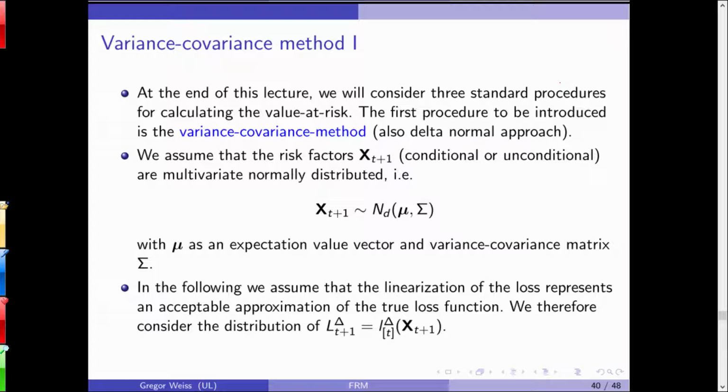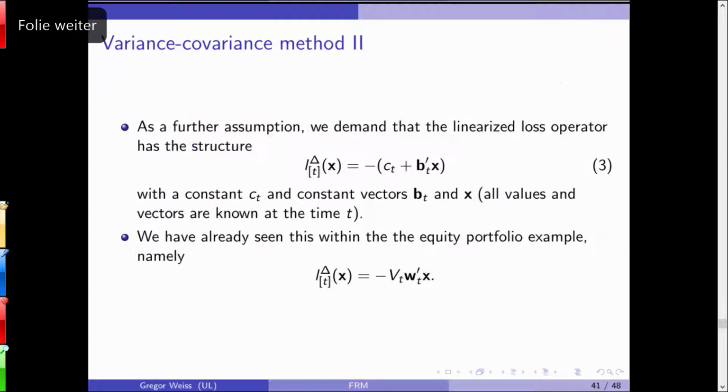The first is the variance-covariance method. It's also sometimes referred to as the delta-normal method, and in one word, or two words, normal distribution. You simply assume losses to be normally distributed, and in this case, if X t plus 1 is multivariate normally distributed, you have as parameters the expected values and the variance-covariance matrix, hence the name variance-covariance method. And we know that if we linearize losses and assume a normal distribution, it's actually quite simple to get the distribution of the portfolio losses. And in this case, we have this linear structure.